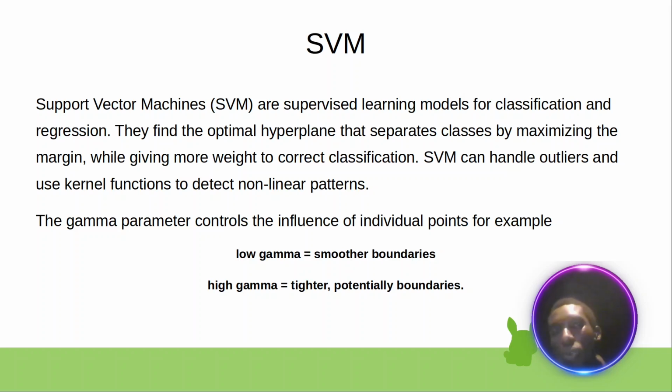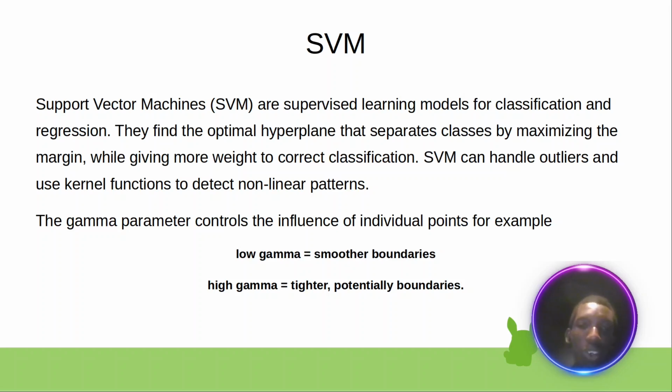But what we'll do, we'll separate the features and then we try to separate the margins to be able to understand the nature of the problem and use it for predictions. So SVM can handle outliers and use kernel functions to detect nonlinear patterns. So that's just one of the features of it. So we use the gamma parameter to control the influence of certain data points.